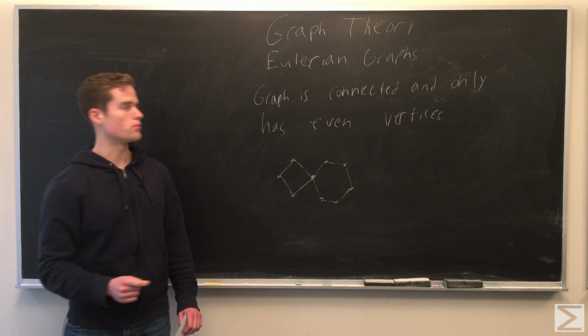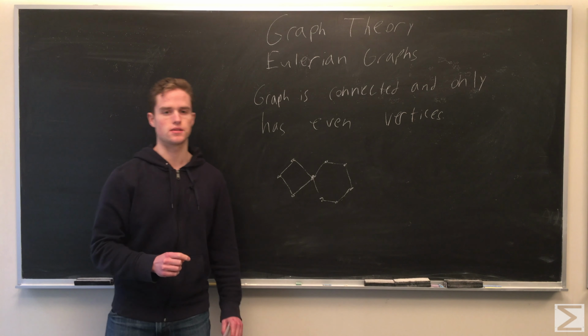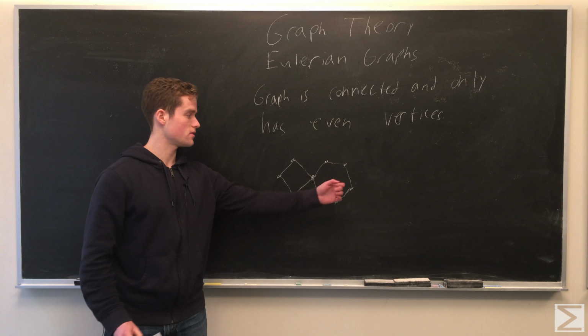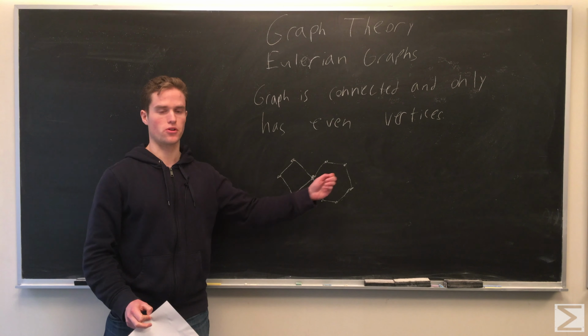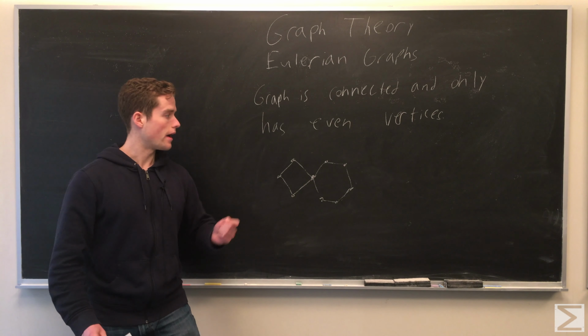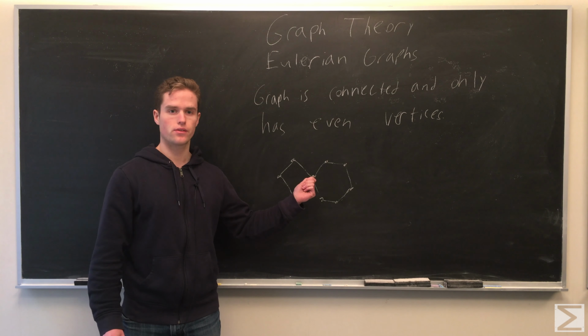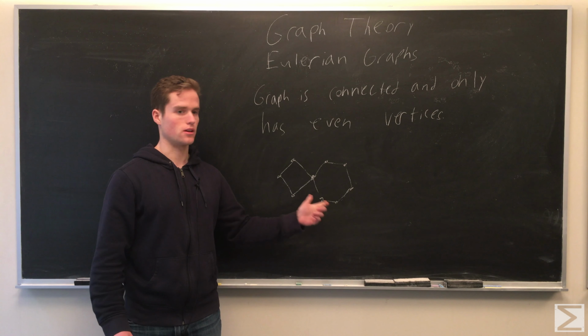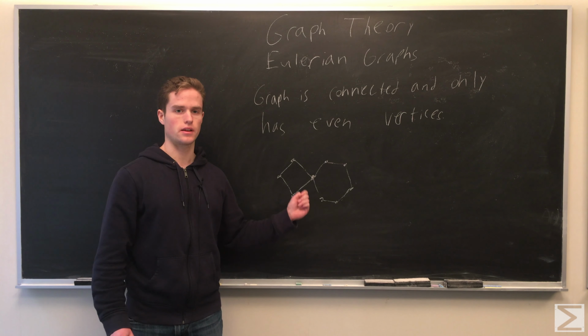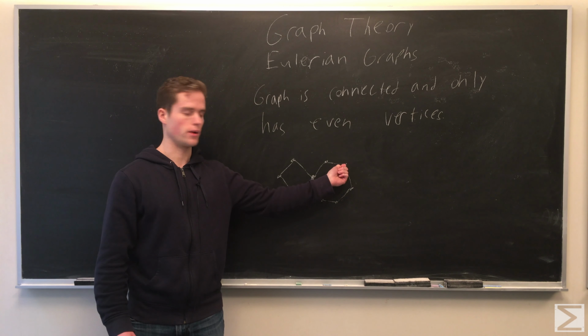So now let's assume we have a graph that's connected and only has even vertices. First thing we're going to do, we're going to start on some vertex. We're going to make some circuit going away from that vertex and coming back to it. Note, in our graph we can make such a circuit, a trail that doesn't repeat edges and comes back to our same vertex.